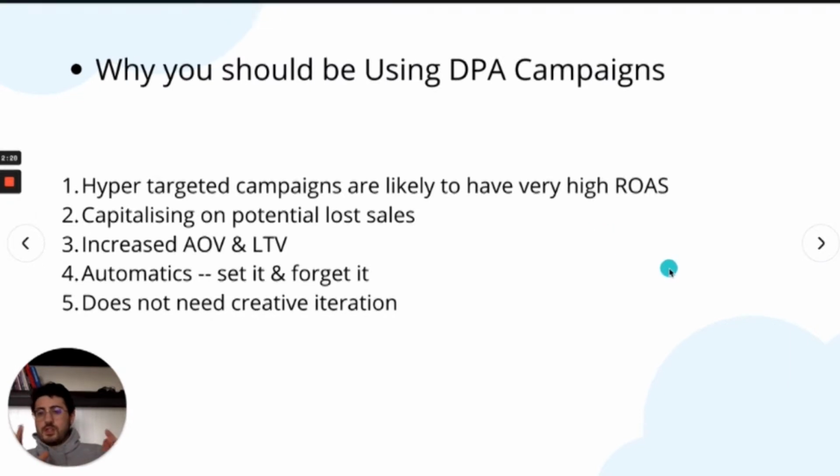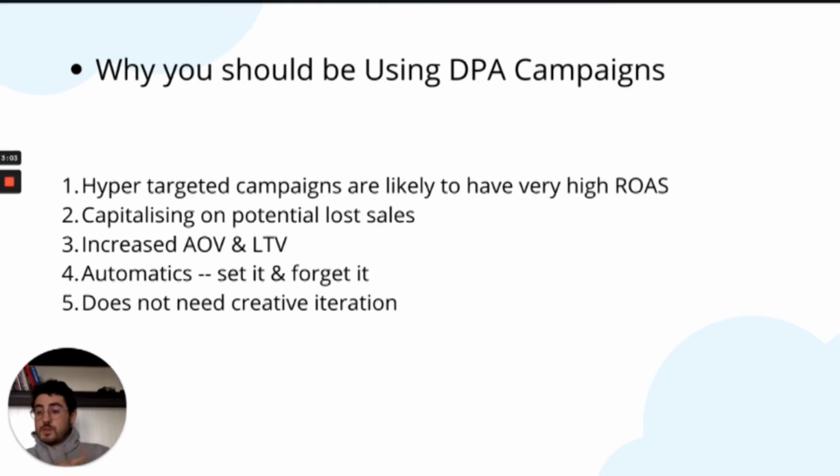Okay, so why should you be using dynamic product ad campaigns? As you can imagine, these are very hyper-targeted campaigns that are likely to have very high ROAS. In many cases, we're only setting those budgets at around $5 to $15 a day, and we're getting around 5 times ROAS on these sort of campaigns, because those are people who have already been interested in your brand. They've shown intent to purchase those specific products, and you're targeting them specifically with those products or potentially on cross-selling products as well.